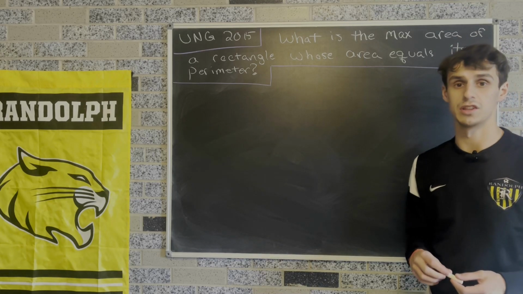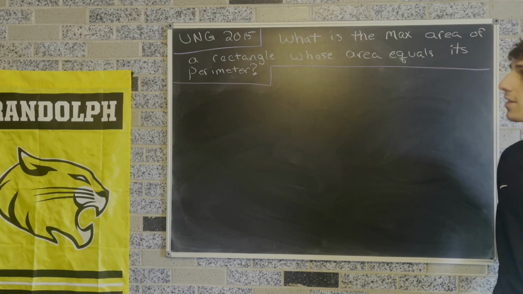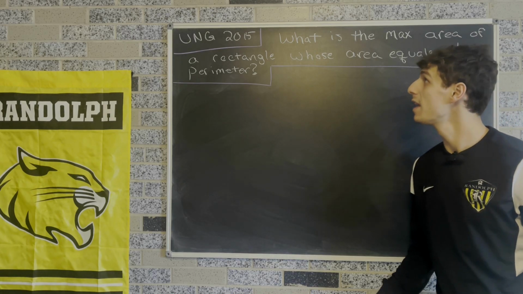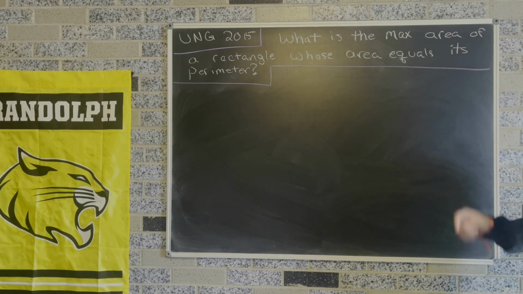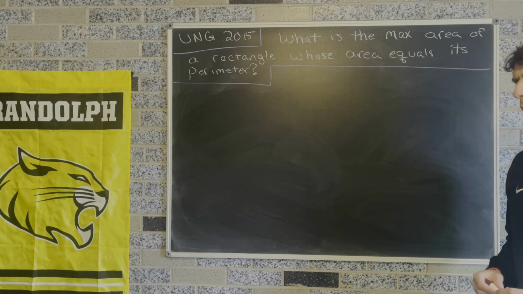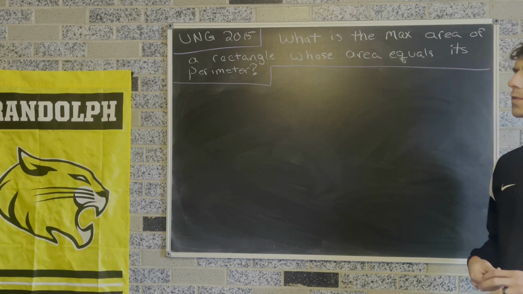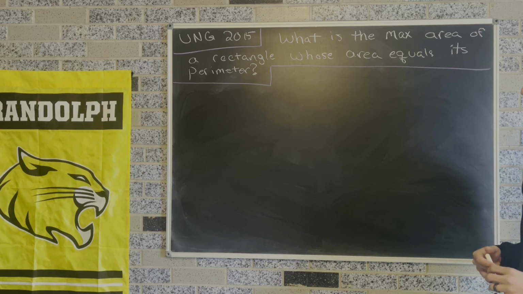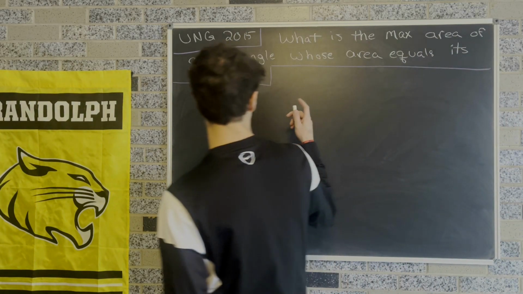Today's math puzzle is from the University of North Georgia math competition from the year 2015, and it asks us to find the maximum area of a rectangle whose area equals its perimeter. So this looks like a geometry problem on the surface, but we're actually going to have to do a little bit of calculus to find our answer. So first, let's write down what the problem gives us.